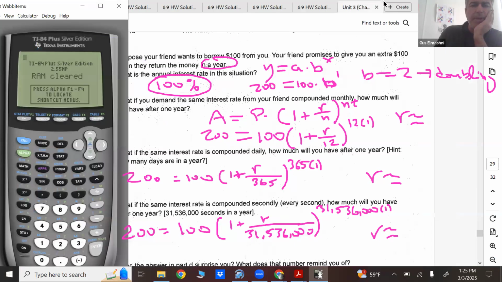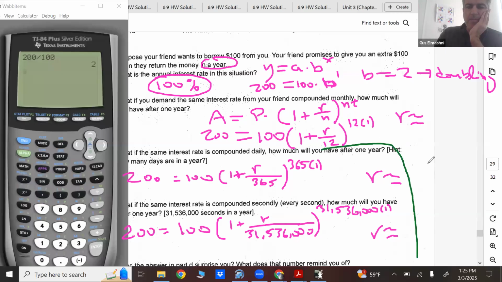All right, let's look at part B. How do I solve for R? What would be the first thing I have to do? So I'll do 200 divided by 100. Okay, so 2 equals all that junk. And actually, let me write that in green so it kind of stands out. So 2 equals all that junk.